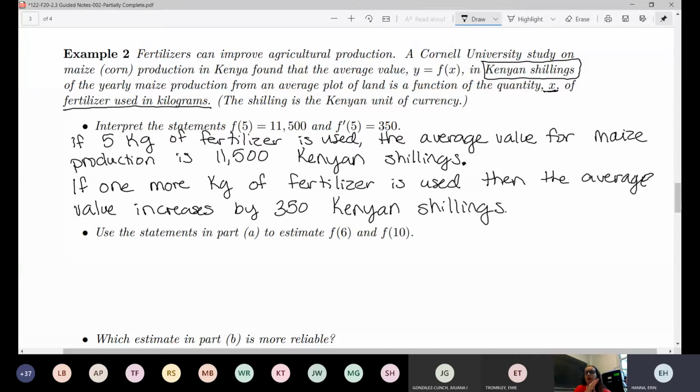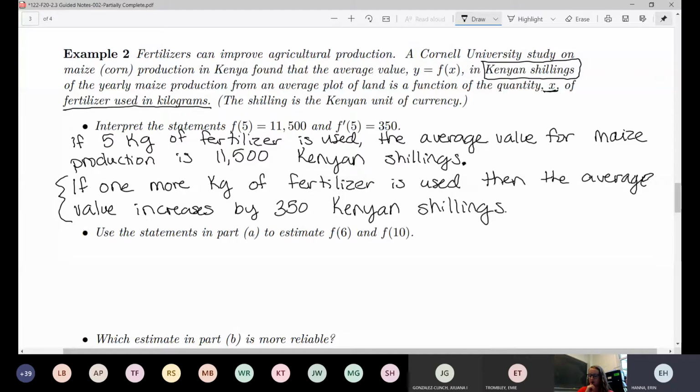If you wanted to go the rate way, you would have to say something like, after using 5 kilograms of fertilizer, the average value is increasing at a rate of 350 Kenyan shillings per kilogram. But again, I wanted to specifically use this interpretation because of the next thing we want to do with it.